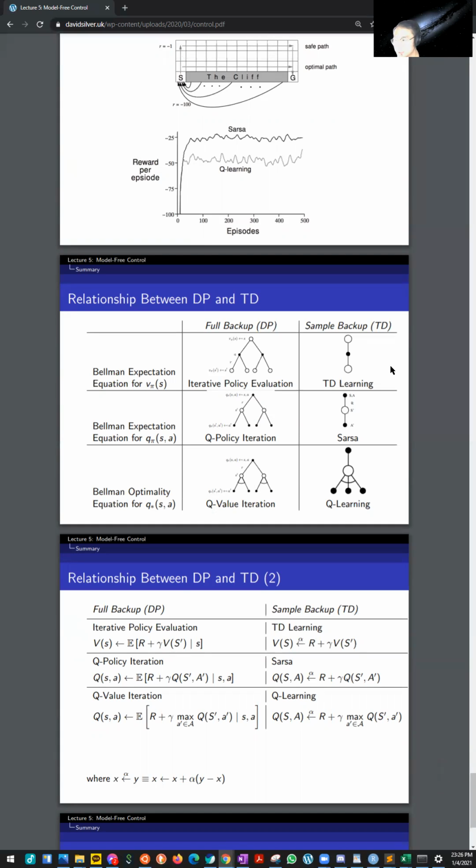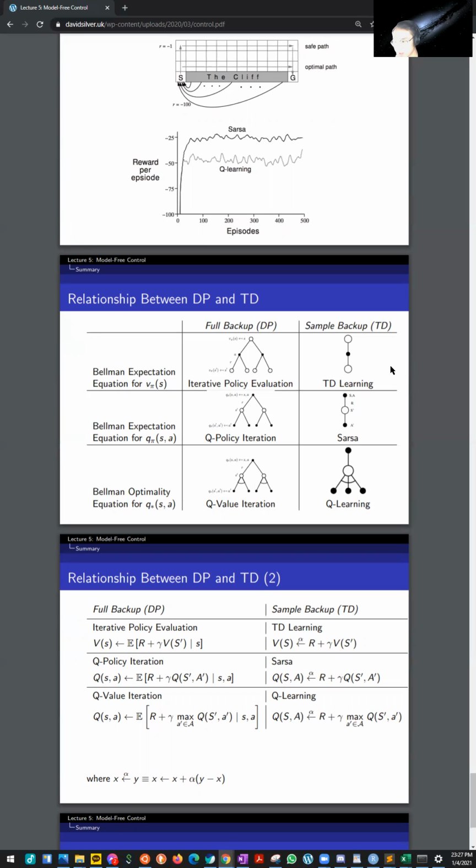So here is the relationship between the full backup and the sample backup. The full backup is an update based on the full width tree, and as we know, the sample backup is basically a tree that only advances in one direction. The full backup is used in dynamic programming, and the sample backup is used in temporal difference learning, or, if it gets extreme, it becomes the Monte Carlo method.